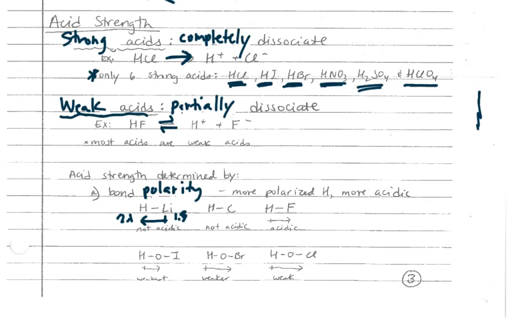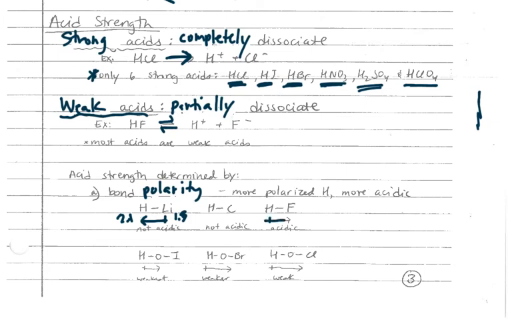H and C, hydrogen and carbon bonds, are nonpolar. So there's no chance really that this is a pretty strong bond because there's a lot of even sharing. So that hydrogen doesn't want to leave the carbon. And the carbon doesn't want to take electrons from the hydrogen.